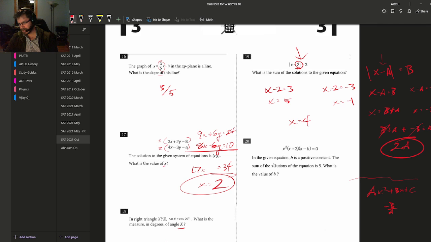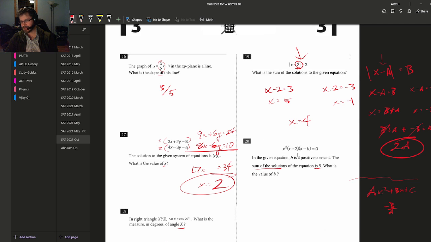B is a positive constant. The sum of solutions is 5. Hey, we're going to end up using it. Crazy. All right, I did not expect that. So the sum of solutions is 5. What is the value of B?